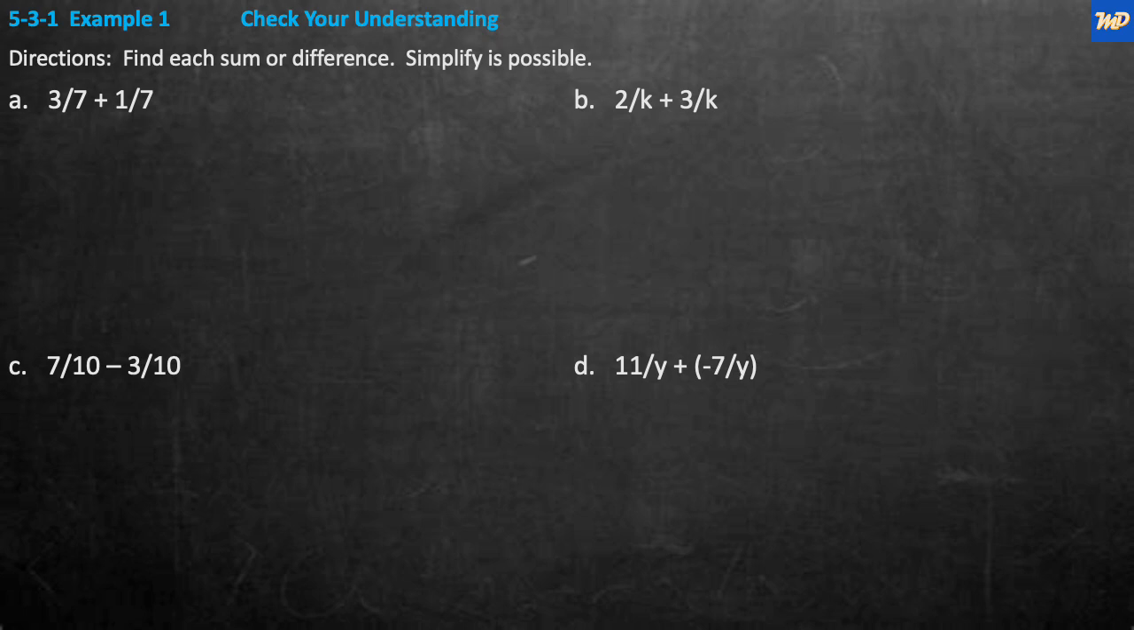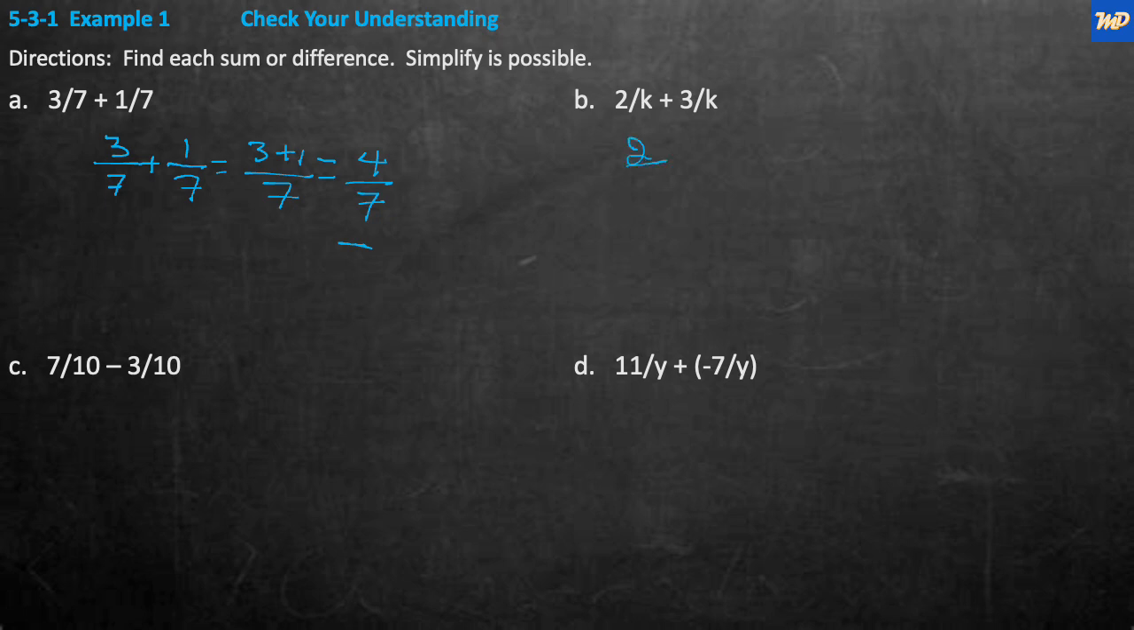So it looks like these are the same denominators. So what we're going to do is just say 3/7 plus 1/7 is equal to 3 plus 1 over 7. And that equals 4/7. Can that be reduced any further? No, I think that this is reduced and simplified as much as possible. Answer 4/7. The next one, B.